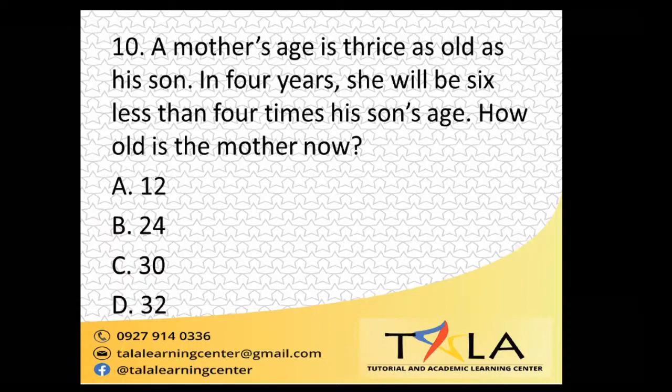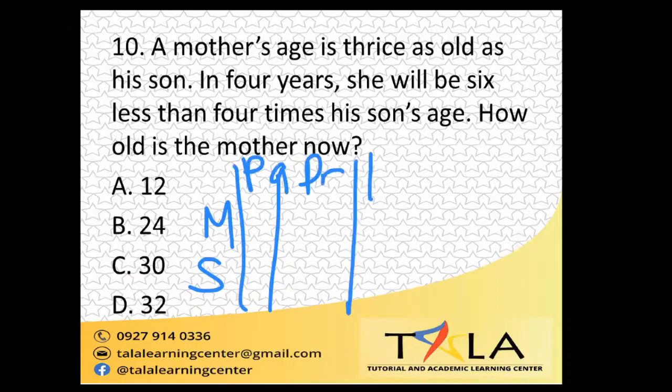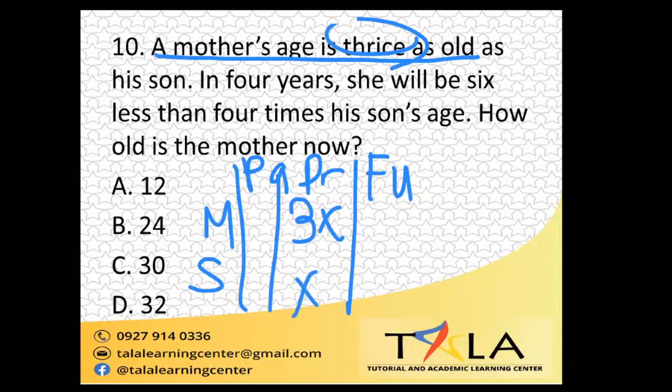So, let's do this. Mother, and then the son; past, present, and then future. The problem says the mother's age is thrice as old, so thrice means 3 times. Of course, who is older, the mother or the son? The mother. So, 3x for the mother, since thrice, and x for the son. In 4 years, so again plus, since future, in 4 years. So, the mother, what is her age in 4 years? 3x plus 5.